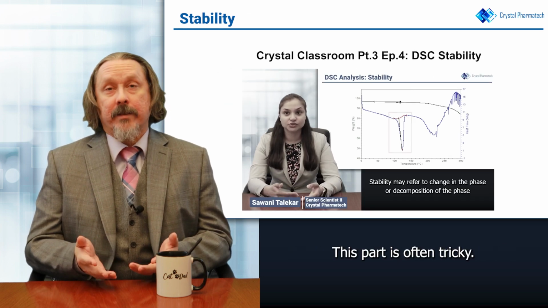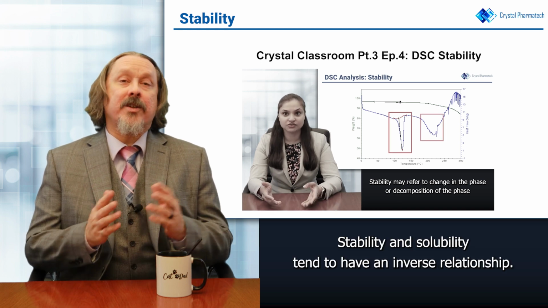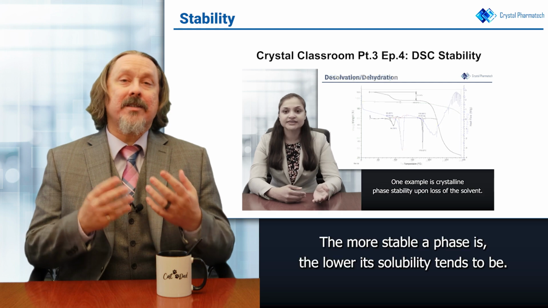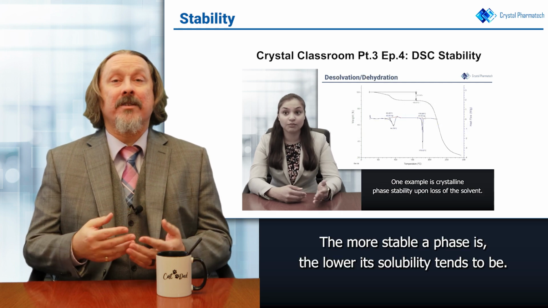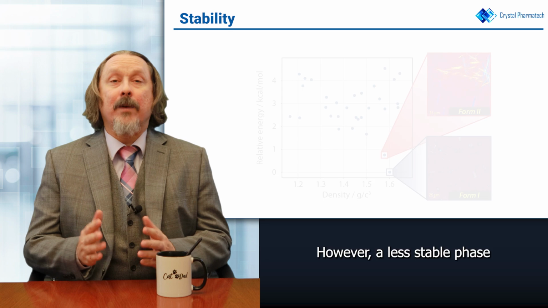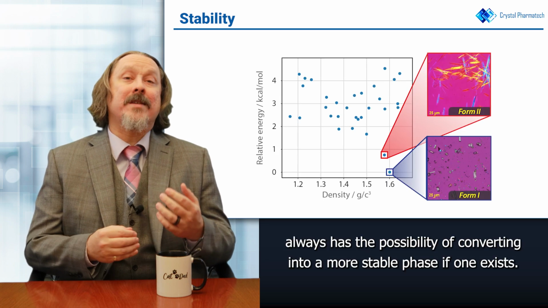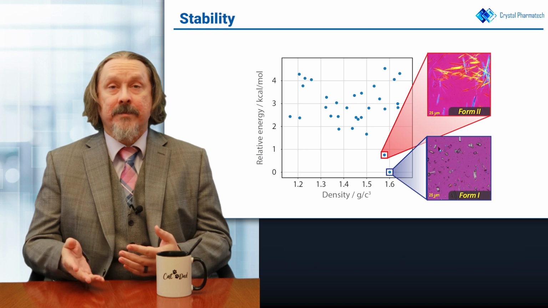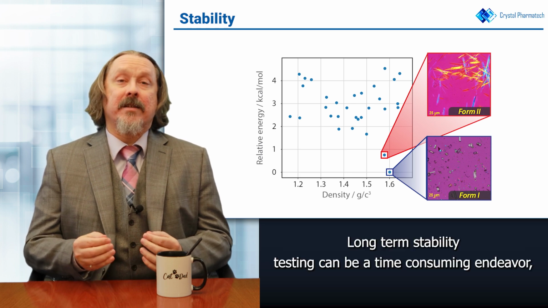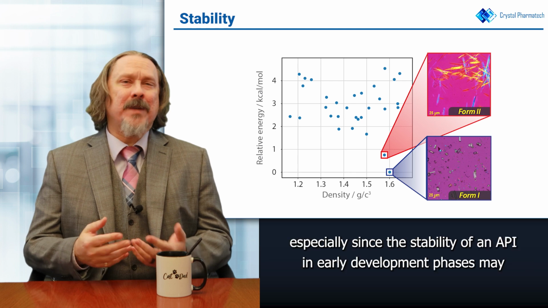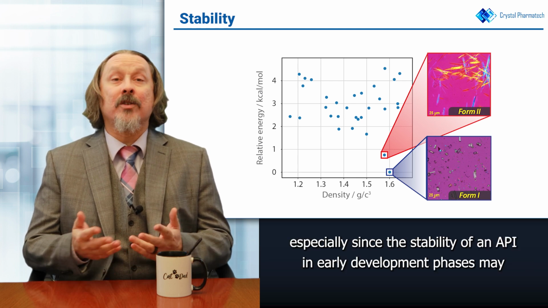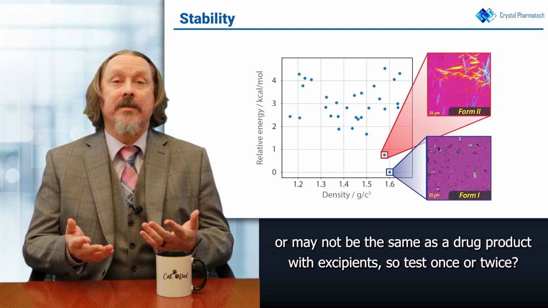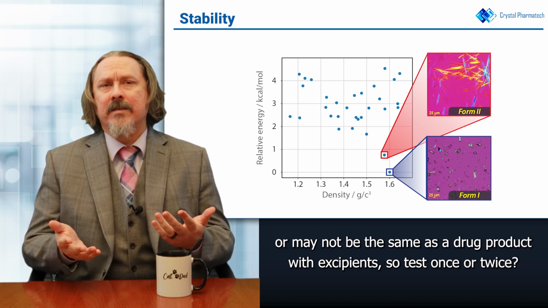This part is often tricky. Stability and solubility tend to have an inverse relationship. The more stable a phase is, the lower its solubility tends to be. However, a less stable phase always has the possibility of converting into a more stable phase if one exists. Long-term stability testing can be a time-consuming endeavor, especially since the stability of an API in early development phases may or may not be the same as a drug product with excipients, so test once or twice.